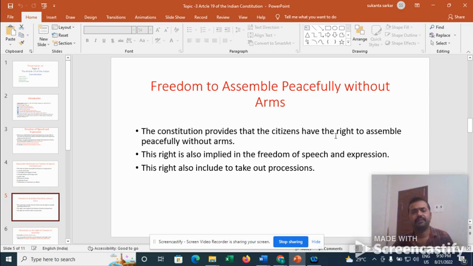Freedom to assemble peacefully without arms. The Constitution provides that citizens have the right to assemble peacefully without arms. This right is also implied in the freedom of speech and expression. If we want to express our thoughts, I can express them through word of mouth. And for this purpose, we need an audience. Without an audience, our speech will be meaningless. This right also includes the right to take out processions.